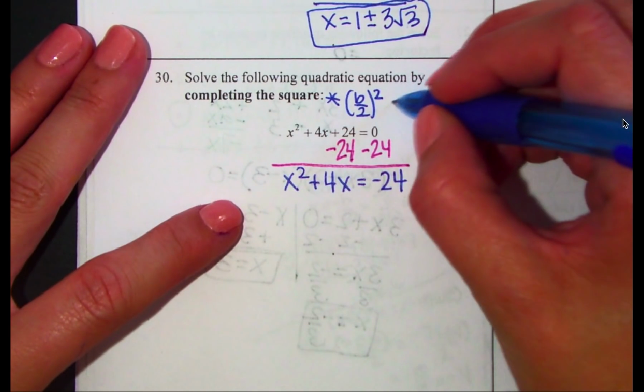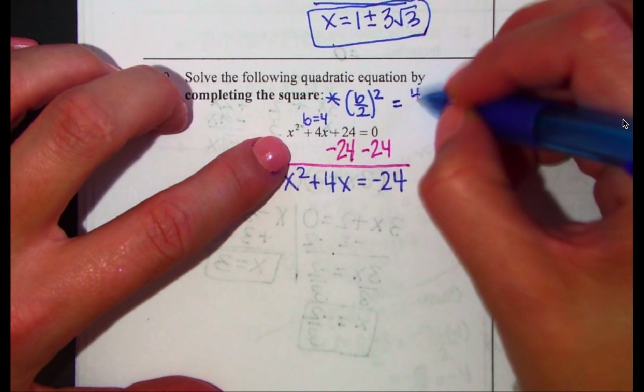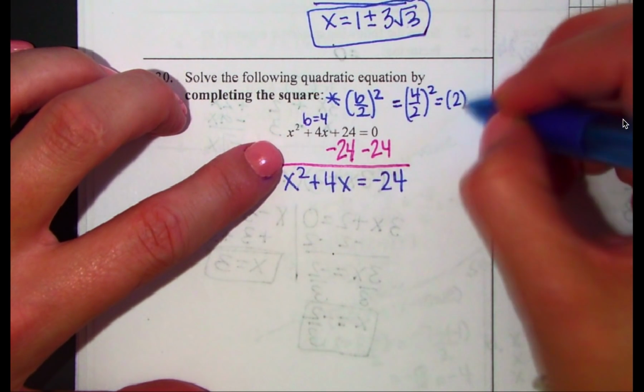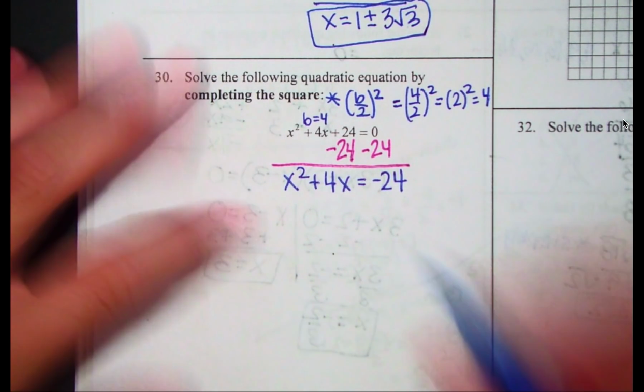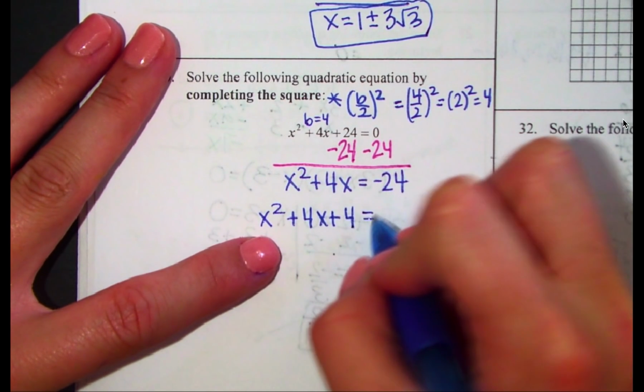So using b divided by 2 squared, b is 4. 4 divided by 2 squared. 4 divided by 2 is 2. 2 squared is 4. So I'm going to be adding 4 to both sides of this equation. And it looks like this.